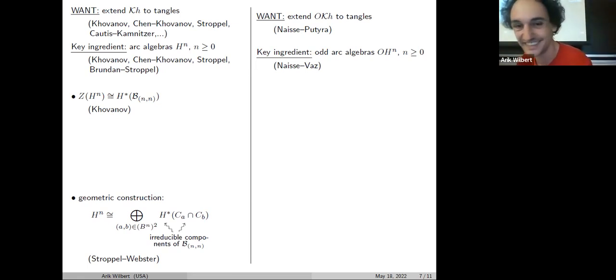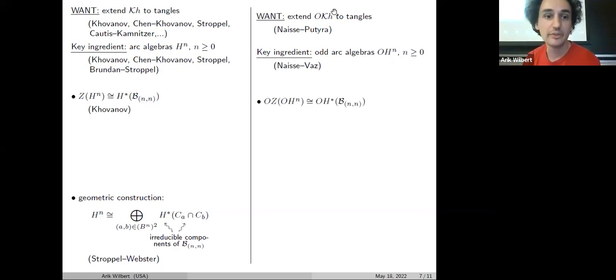At least it's kind of difficult to make sense of this. Okay, but anyway, so these things are done. We get a slightly weird, odd arc algebra, and there is a result similar to Khovanov's result here on the center of this. So instead of considering the center of this odd arc algebra, I have to consider something called the odd center.